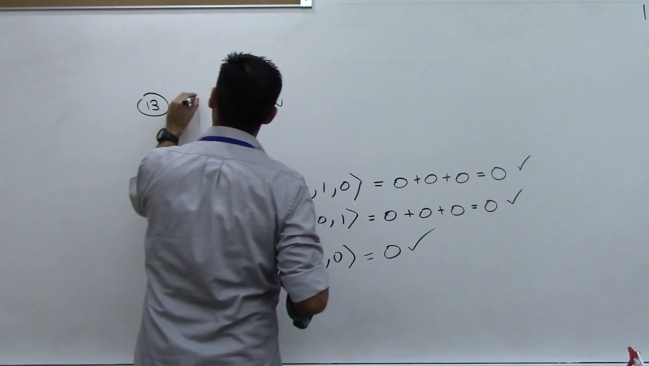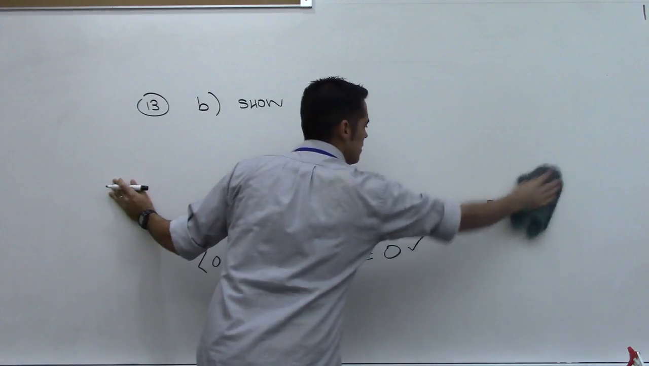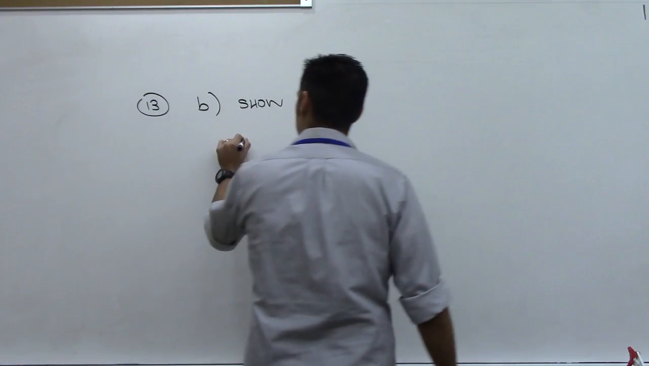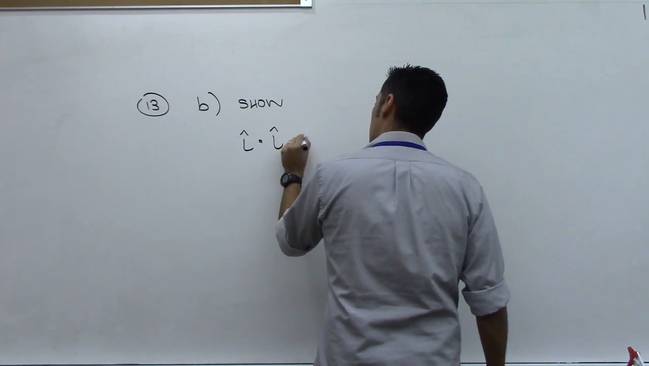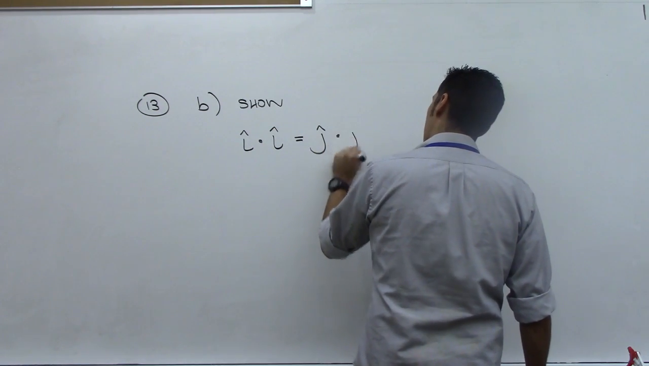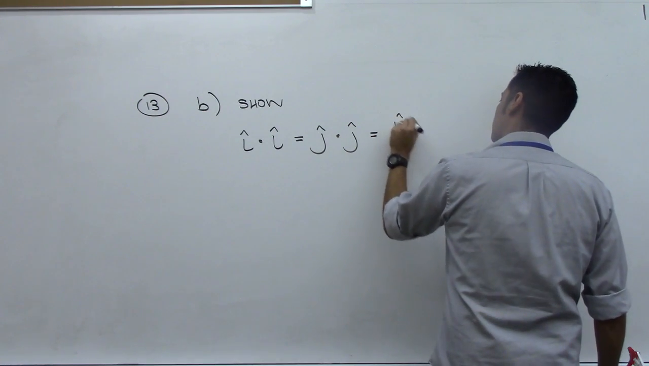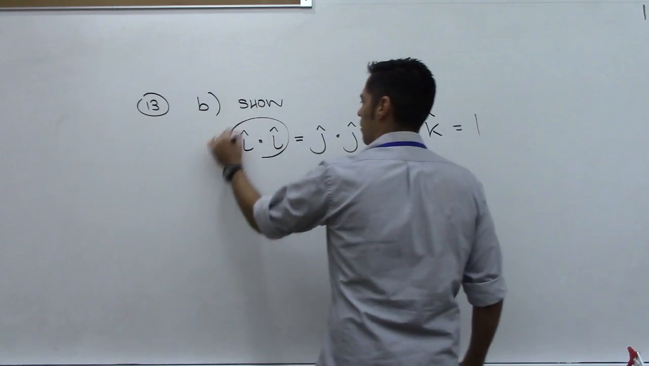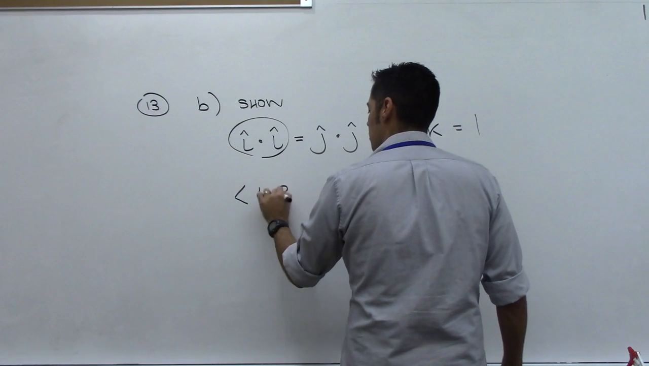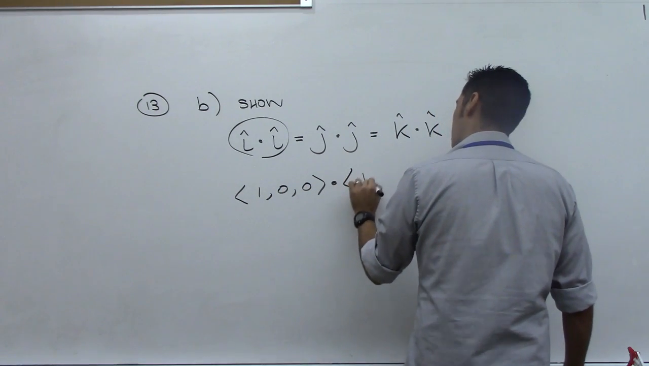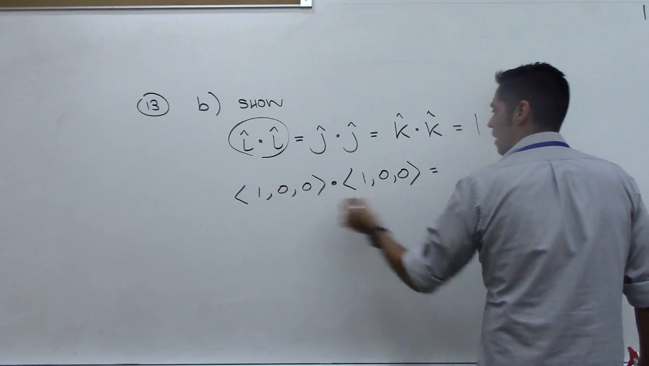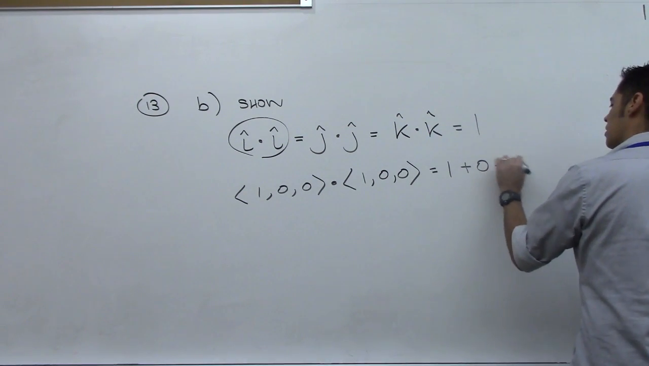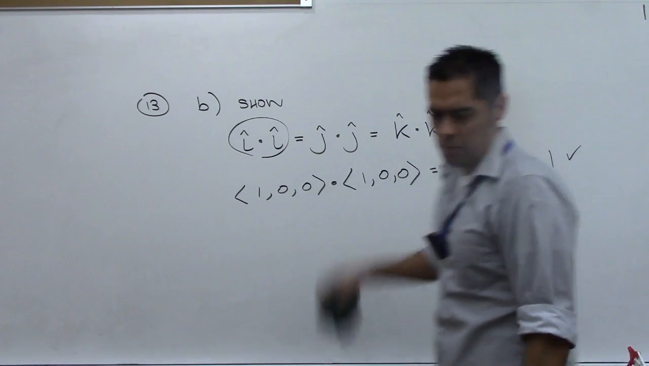Okay, so let's look at part B. Part B says to show that i hat dot i hat equals j hat dot j hat equals k hat dot k hat equals 1. So I'm just going to do one of these, this one right here. I'm going to show that that's equal to 1. So if I take i hat, that's 1, 0, 0, and I dot it with itself, 1, 0, 0, then I get 1 times 1 is 1, plus 0 times 0, 0, plus 0 times 0, 0, that equals 1, that checks. And you can do the rest.